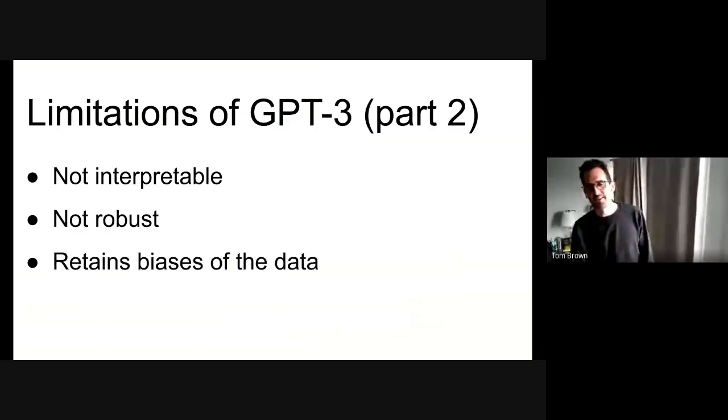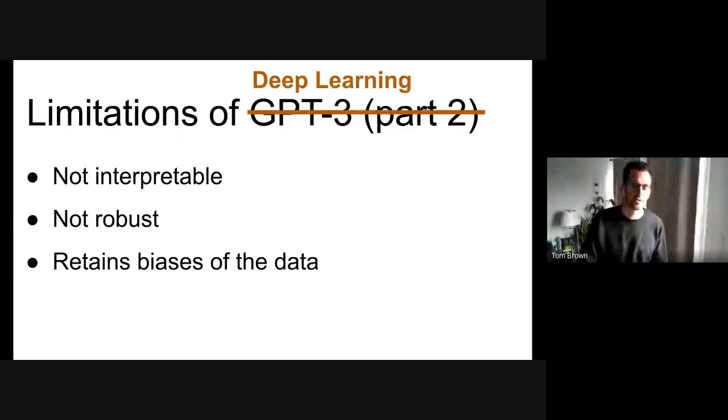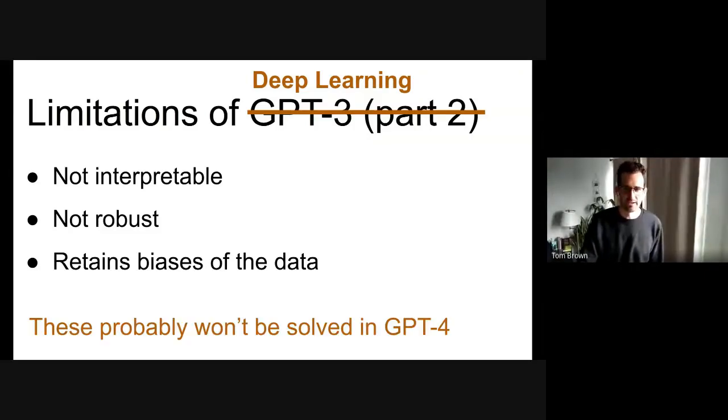And of course, it retains all of the biases of the data it's been trained on in the autoregressive language modeling task. And if you want to use it for something else, it's not going to be into that. What it wants to do is just predict the next token correctly. So as you might notice, these are all limitations just of deep learning in general. And unfortunately, they probably won't be solved by GPT-4.